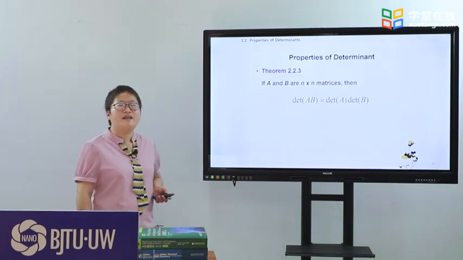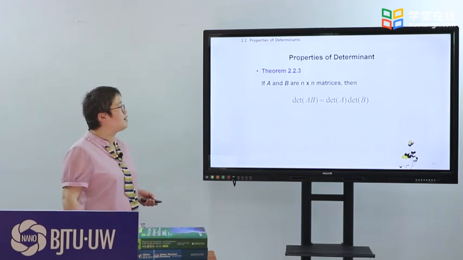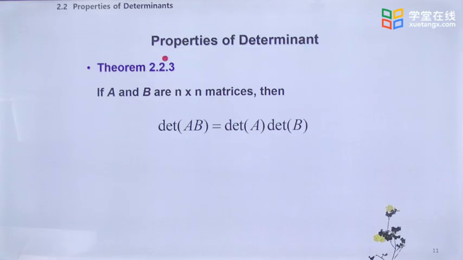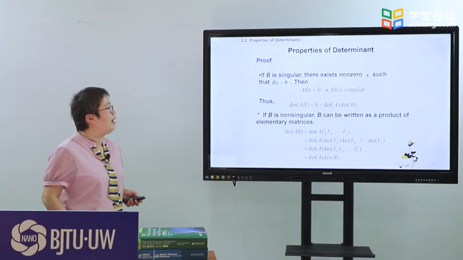Okay, now we see some properties of a determinant. So the first one is about if A and B are n by n matrices, then the determinant of AB equals the determinant of A times the determinant of B. That means the determinant of multiplication of two matrices equals the multiplication of two determinants of the two matrices, respectively. Okay, let's prove it.